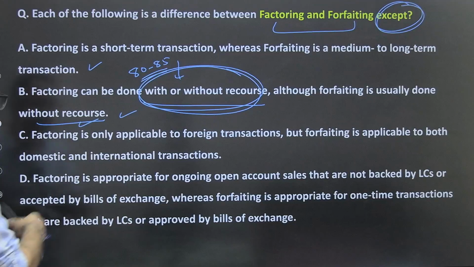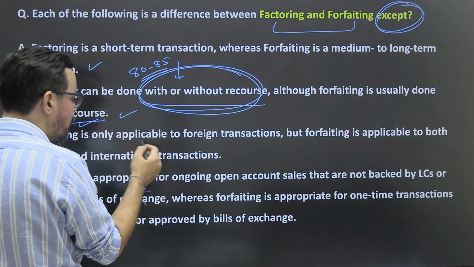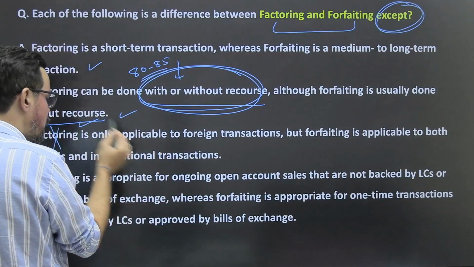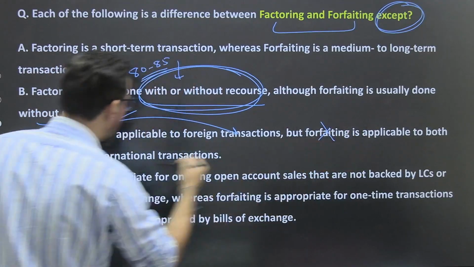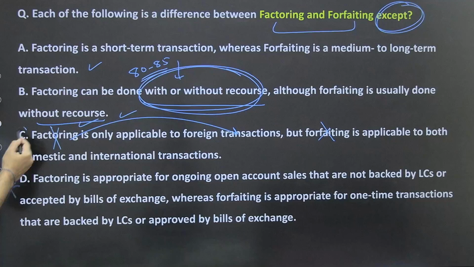This should be reversed. Okay? Forfeiting is only applicable to foreign transactions and factoring is applicable to both. So this will be a right answer.